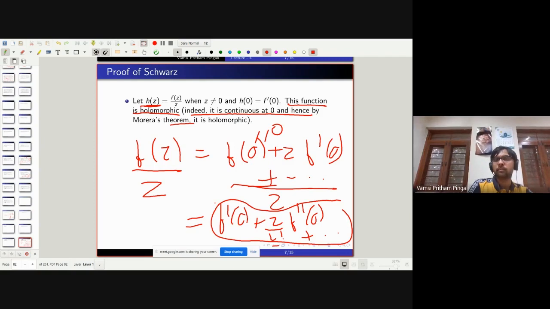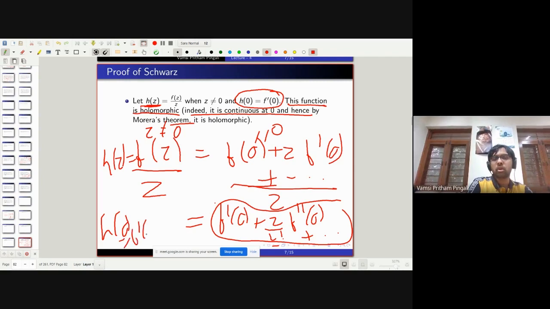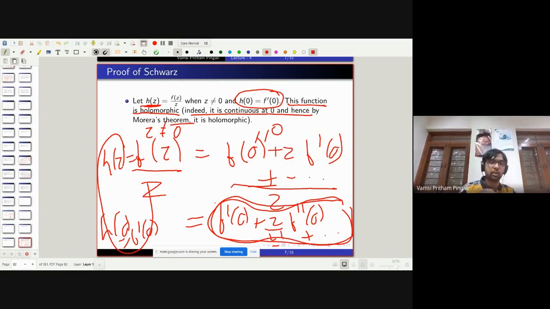It's very easy. All I wanted to prove is that this is analytic; the point is h of 0 is f prime 0. So if I say h of z is f of z by z when z is non-zero, and h of 0 is f prime 0, then h of z is precisely this power series, so it is analytic. I just wanted to prove it's analytic, that's all. Maybe I overcomplicated this. Okay.